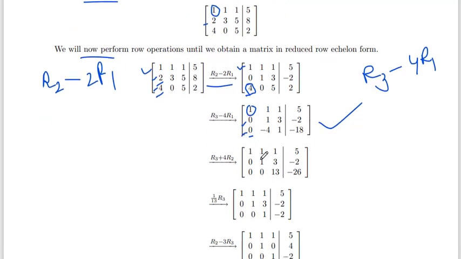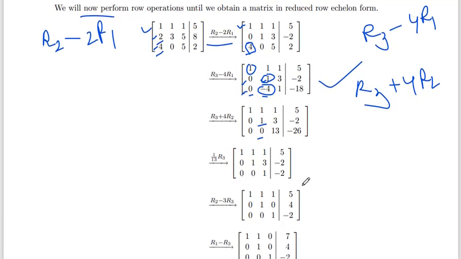Okay, now let's take the second step. Here you can see that it is already 1. So now we want to transform the element below it into 0. So how do we transform this minus 4 into 0? R3 plus 4R2. So this will become 0. Okay, R3 plus 4R2.